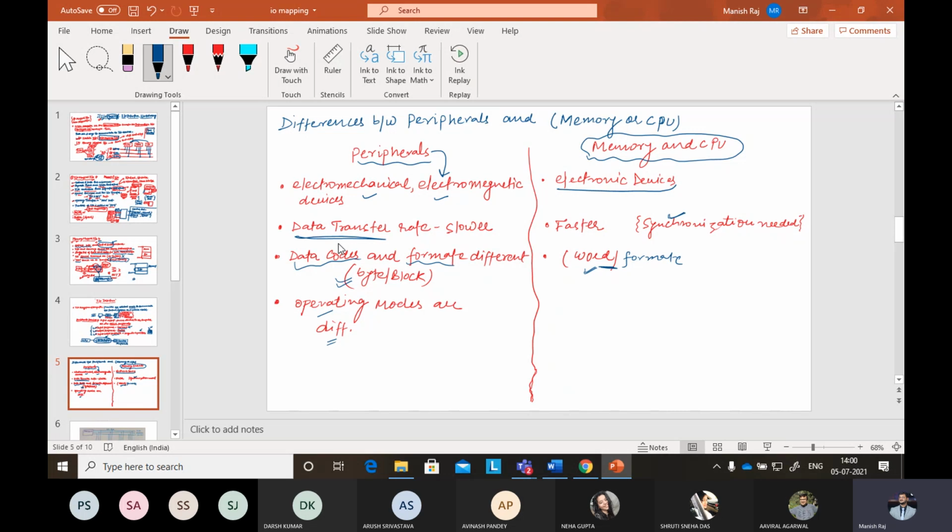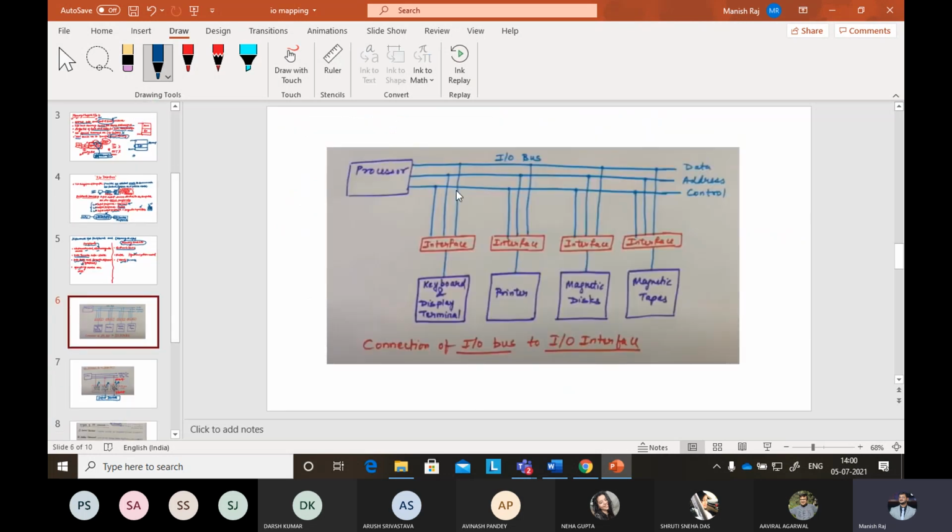So there should be a common technique to interconnect these things. This interface is the thing by which we can connect the processor or the CPU directly to the IO devices or the peripherals.